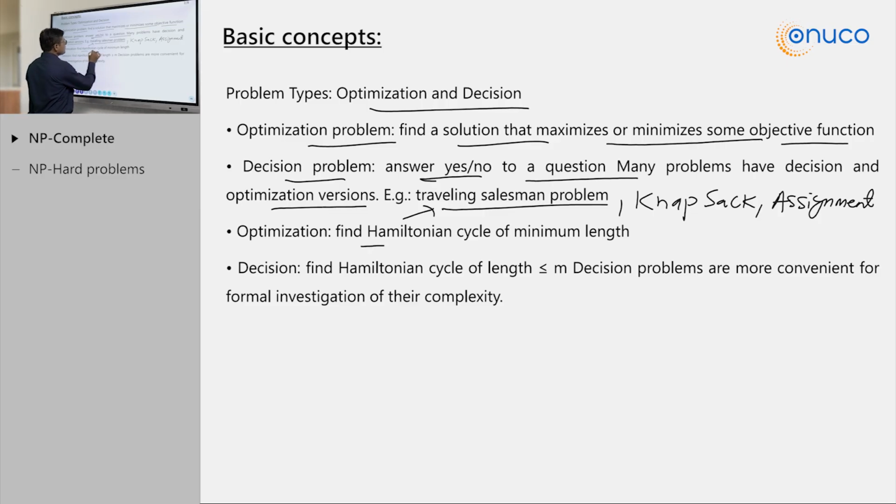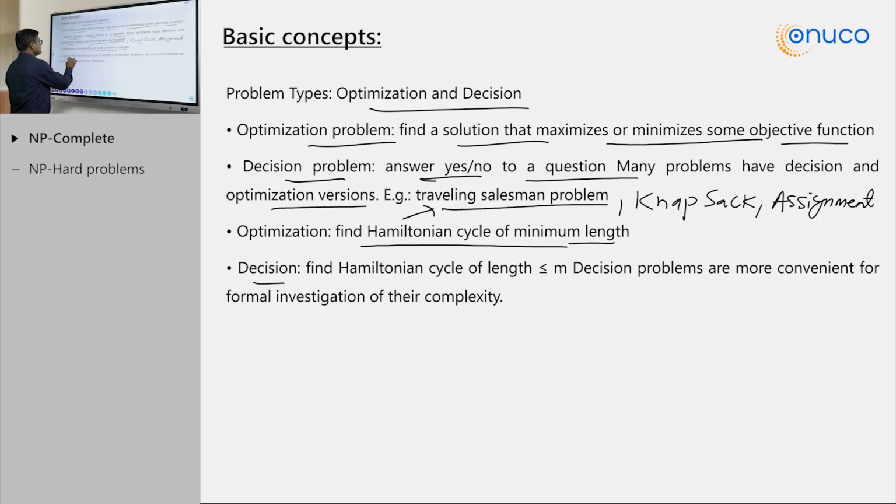Even in the optimization problem we are talking about, find the Hamiltonian cycle of minimum length. We have discussed the Hamiltonian cycle: we can start the journey from one vertex, visit all the vertices exactly once, and come back to the same vertex. But if it is mentioned to find the Hamiltonian cycle of minimum length, it means the number of edges must be lesser, right?